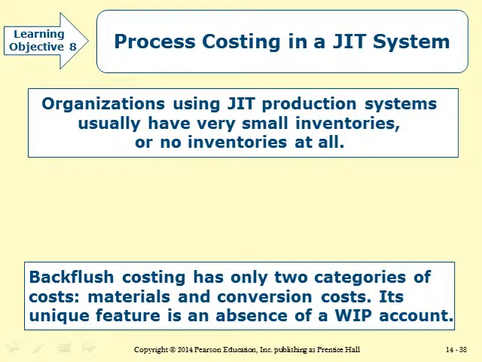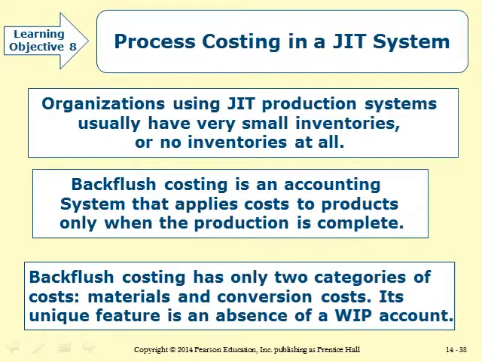And so now let's talk a little bit about organizations using JIT or just-in-time production systems. These organizations usually have very small inventories or no inventories at all. And that's the point of a just-in-time system, right, is that we transfer in products or materials as they're needed to complete products that are then sold immediately. We're not building up a supply of inventory. That's not just-in-time. Backflush costing is an accounting system that applies cost to products only when the production is complete.